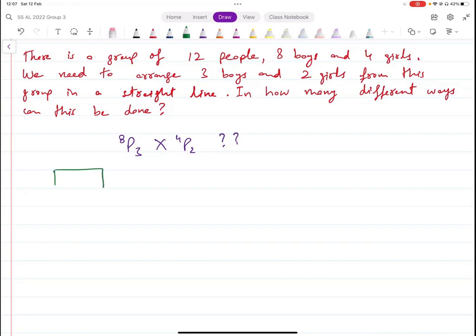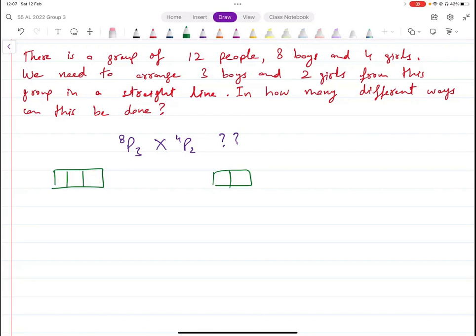So this basically means you've got 3 boys arranged separately and you've got 2 girls arranged separately. Right? It's not a group of 5 arranged together. Unki sabki ikatthi ke nahi hai, unki alag alag arrangement hai. 3 boys ko alag se arrange kiya hai aur 2 girls ko alag se arrange kiya. That's what is happening here.